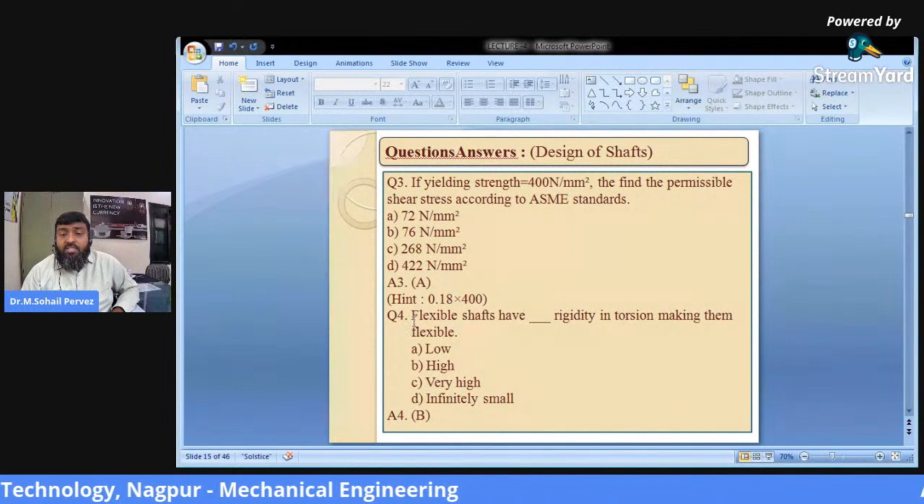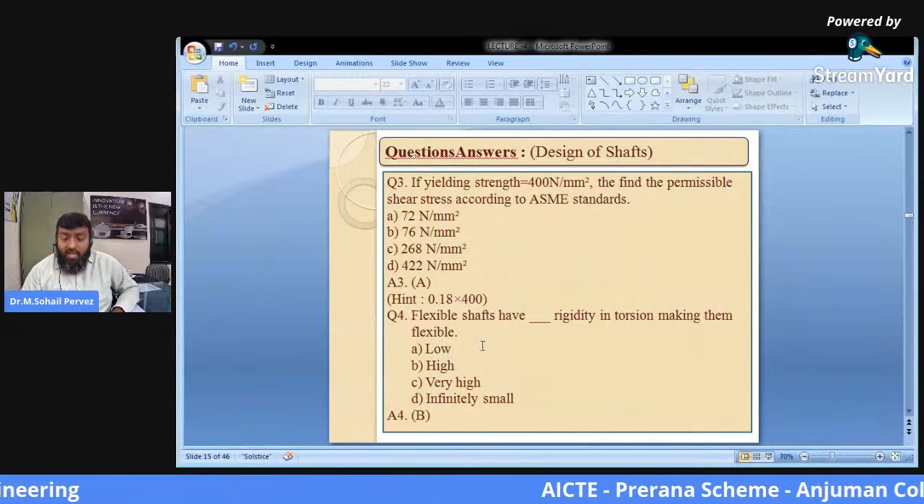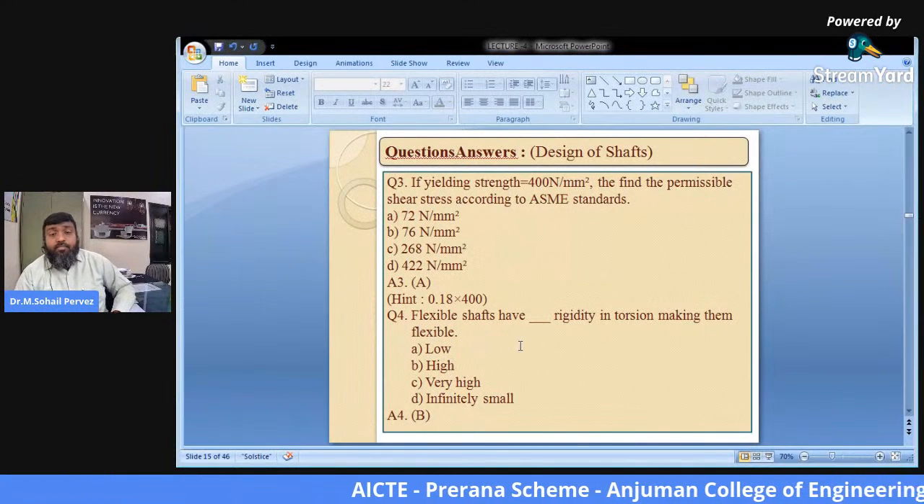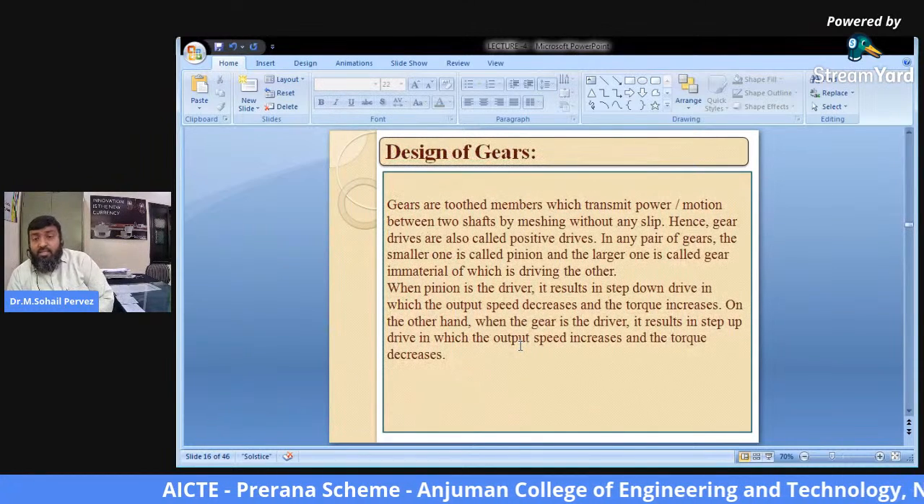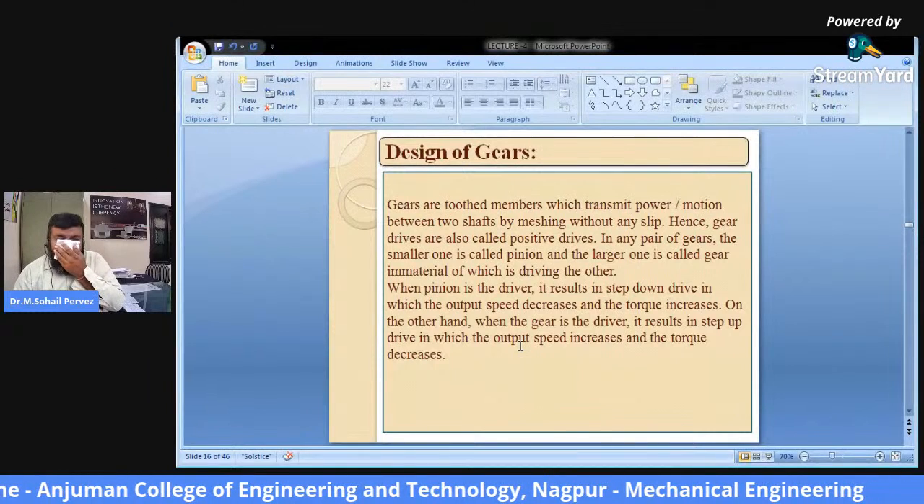Next is flexible shafts have. So the answer is obviously flexible shafts have high rigidity. So I think we must finish up with shaft.